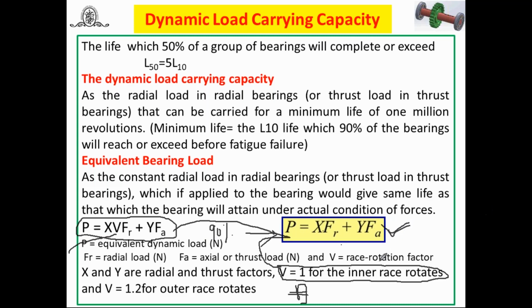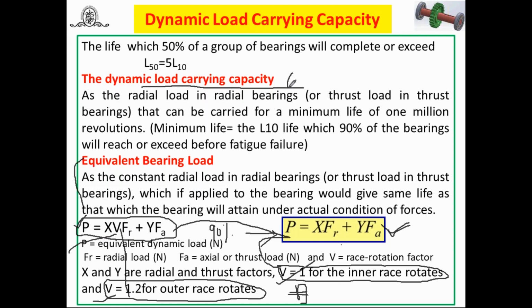But in some examples, the outer race rotates and the inner race is stationary. In that case V is equal to 1.2 for outer race rotation, and when the inner race rotates, V is equal to 1 with the outer race stationary. Try to understand. So you can substitute 1.2 for the outer race and find out the P, the equivalent dynamic load.